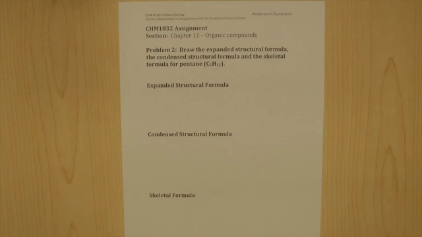Draw the expanded structural formula, the condensed structural formula, and the skeletal formula for pentane, C5H12. Okay? Expanded structural formula. What that essentially means is we're going to draw all the atoms and all the bonds. We're not going to abbreviate anything. We're not going to shorten anything.